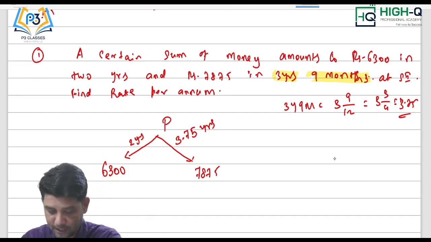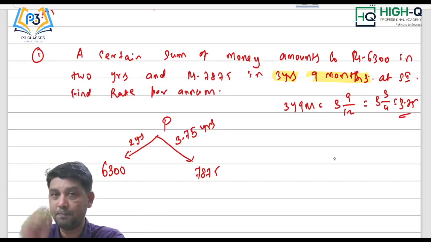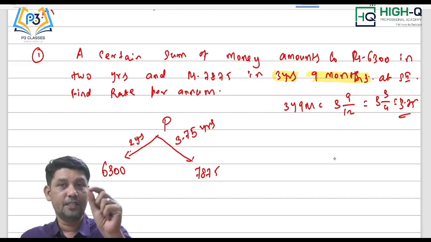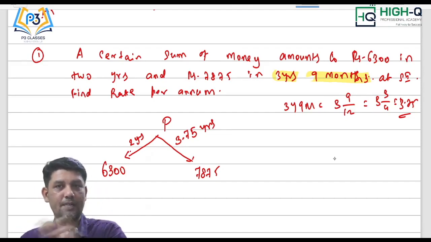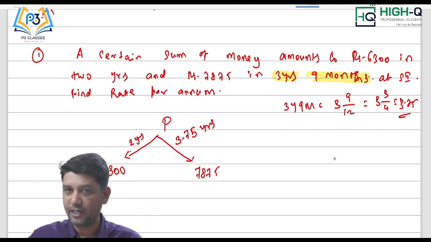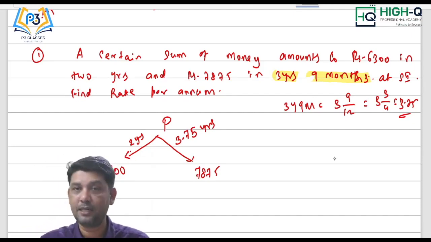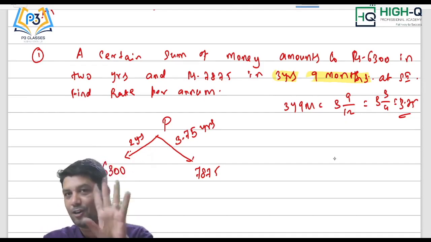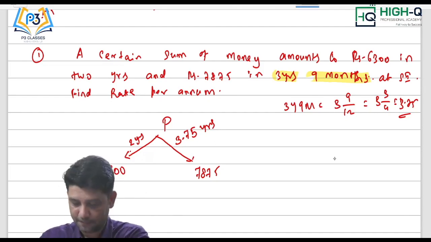Now look at this. Here, 2 years and 3.75 years. This is the question. See, what is simple interest? Every year, the amount of simple interest remains the same. For example, if in the first year you earned 500 rupees of simple interest, the second year also you will earn 500 only. Third year also you will earn 500 only. This is the logic.